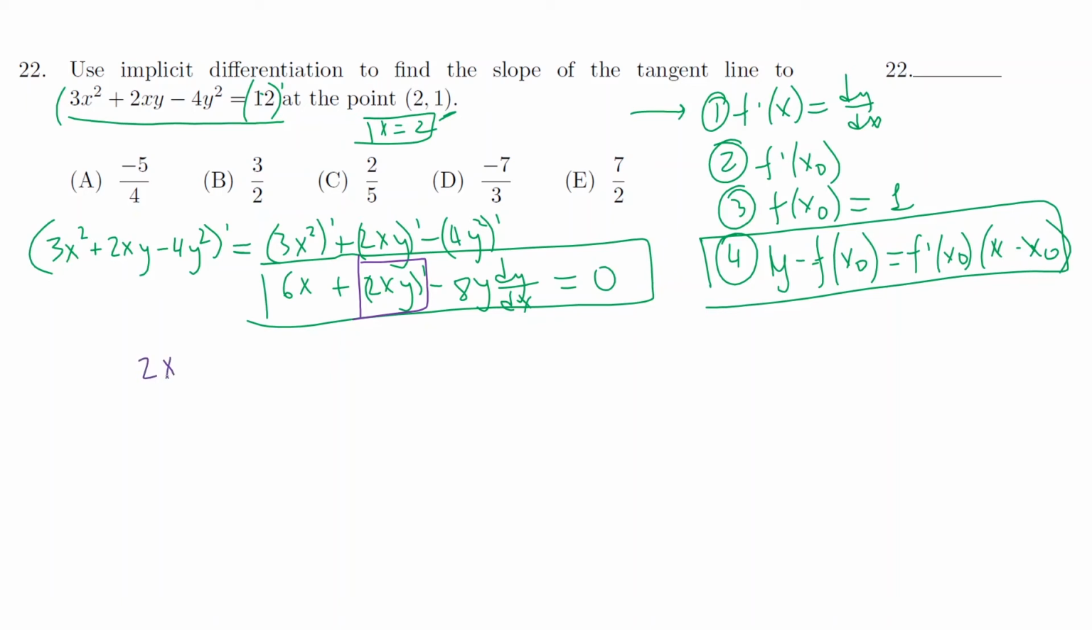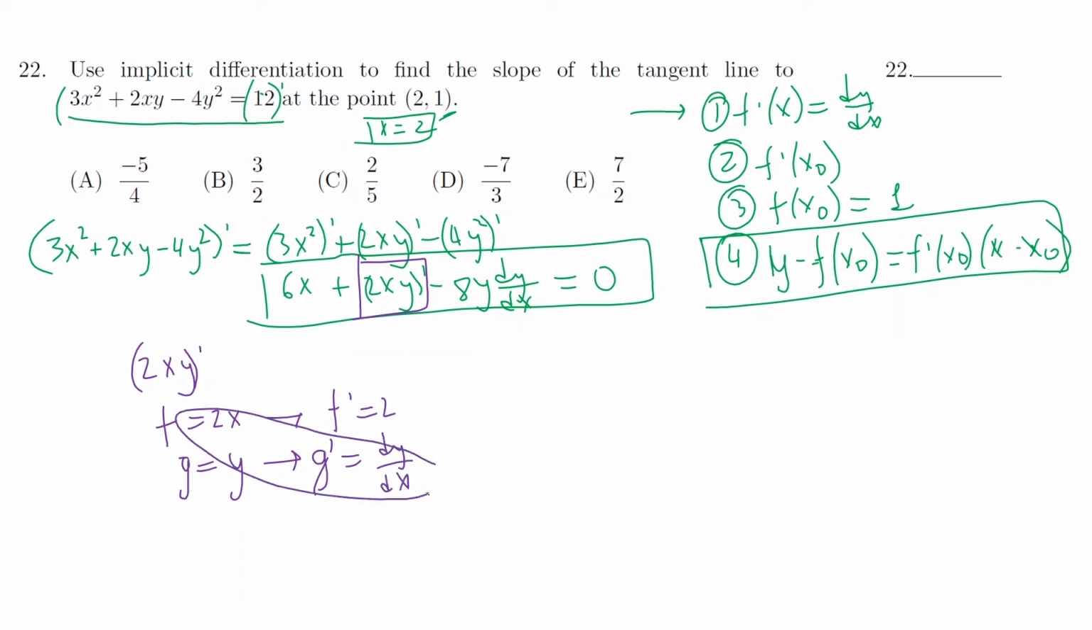So 2xy prime will be equal to the following. f is equal to 2x, g is equal to y. f prime, therefore, is equal to 2. What is our g prime? g prime is dy/dx. And we do cross multiplication, which leads us to 2x dy/dx plus 2y.